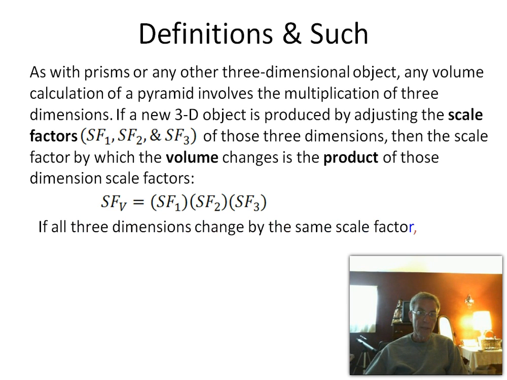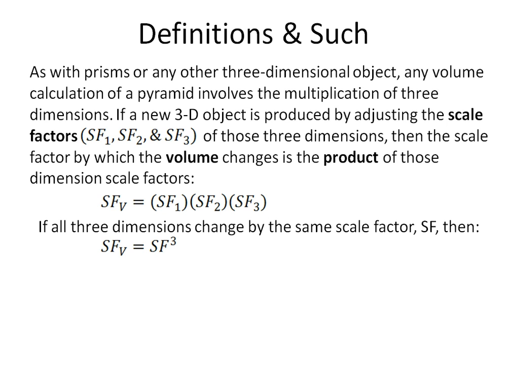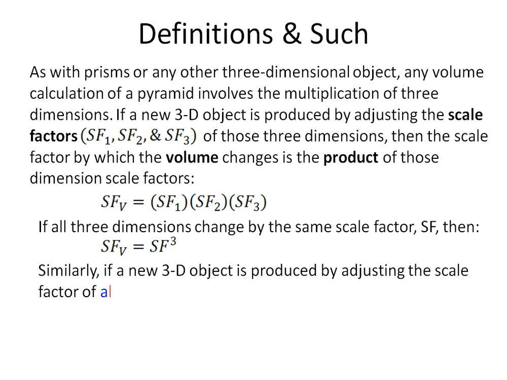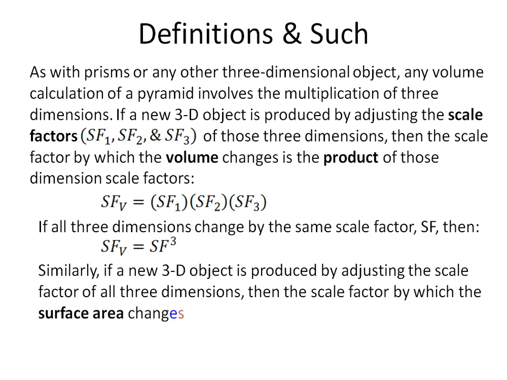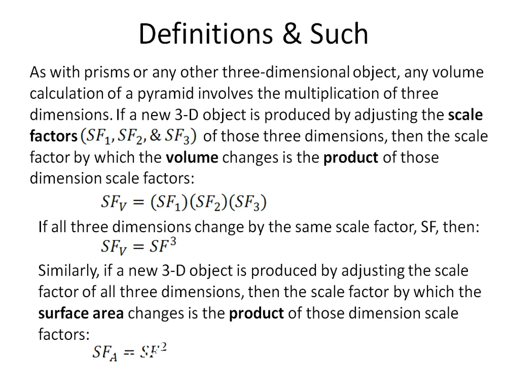Okay, if all three dimensions change by the same scale factor, or SF, then SF sub V, or the scale factor of the volume, is simply the scale factor to the third power. Alright, so that brings us to this, that if you have a 3D object produced by adjusting the scale factor of all three dimensions, then the scale factor by which the surface area changes is the product of those dimension scale factors. Okay, so this would mean that the scale factor of the area would equal the scale factor squared.